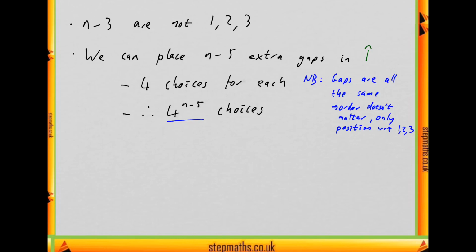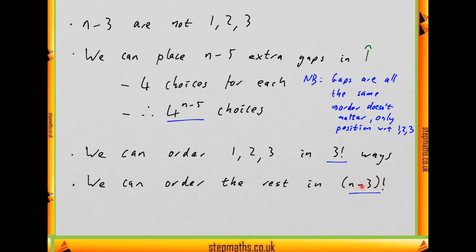Okay, with that in mind, now we've got the number of gaps, we just need to think about how many ways we can place the numbers in them. Firstly, we've got these 3 numbers we can permute, so that's 3 factorial. And then we've got n minus 3 left, and we can put them in any order now we've decided where the gaps are. So that's (n minus 3) factorial ways we can order those. And then these 3 things are all independent, so we can just multiply them together. So that means the total is 4 to the n minus 5 times 3 factorial times (n minus 3) factorial.